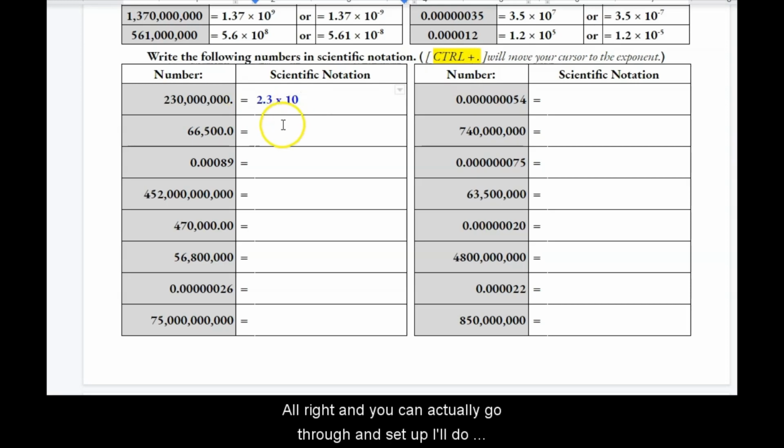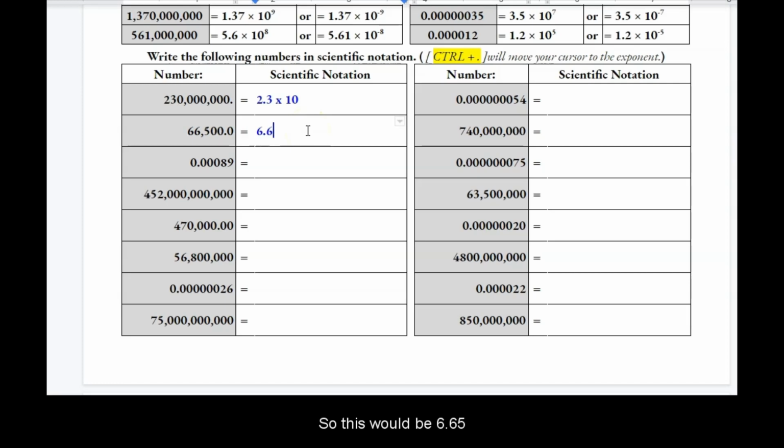Alright, and you can actually go through and set up these. I'll do these first two. So this would be 6.65 times 10 to the something. And you could do that for all of these. If you notice this one, the first number that isn't a 0 is 8. So that would be 8.9 times 10 to the something.